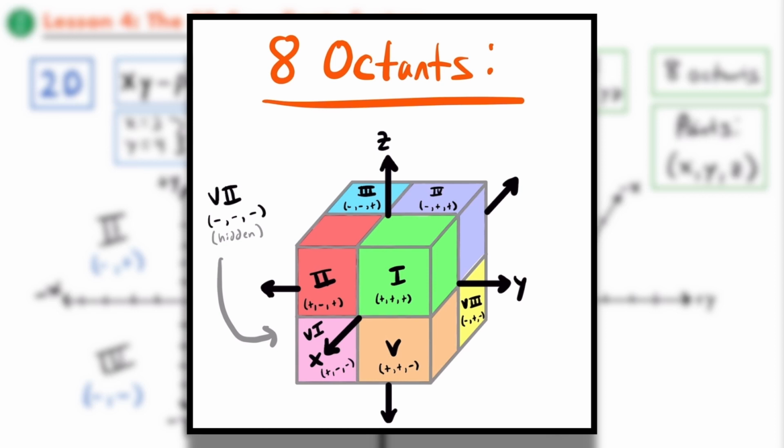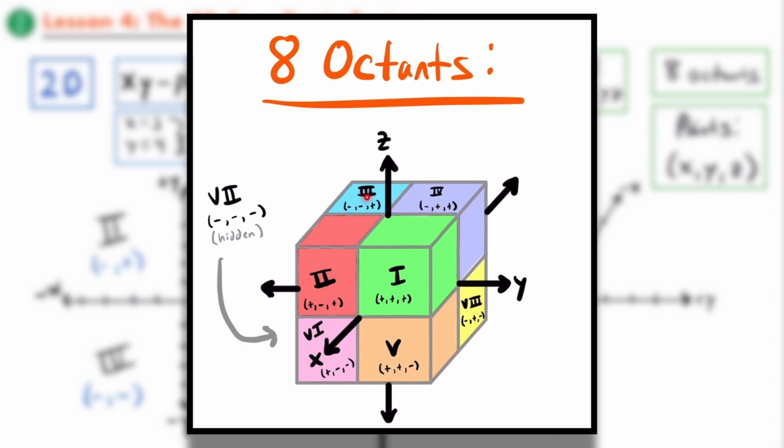And we start with the first octant right here, where every single coordinate is positive, right? We're in the positive x direction, the positive y direction, and the positive z direction. So if you plot a point in the first octant here, the x, y, and z coordinates will be positive. Then next to that is the second octant, and this is where points will have a positive x coordinate, a negative y coordinate, and then a positive z coordinate.